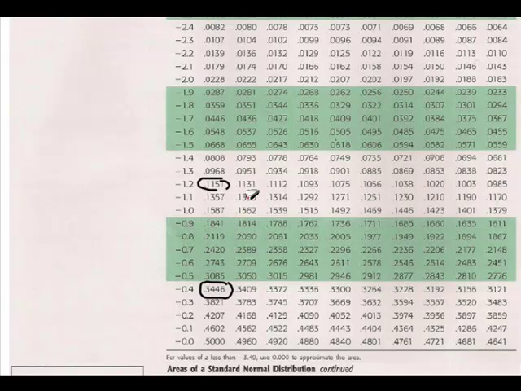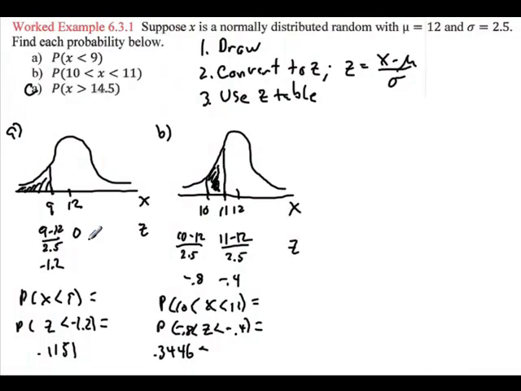Just make sure of that. Oh, 0.2119. Okay, and we'll subtract off that value, 0.2119. And when we run to our calculator and we subtract, 0.3446 minus 0.2119 gives us our probability, and I come up with 0.1327.